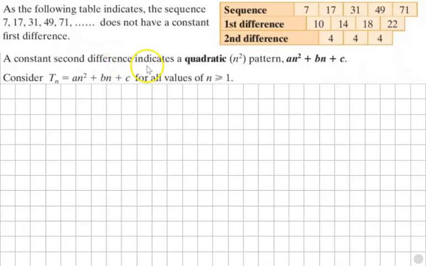A constant second difference indicates a quadratic, so an n squared pattern, in the form of an squared plus bn plus c. Consider Tn, so the nth term, equals an squared plus bn plus c for all values of n greater or equal to 1.